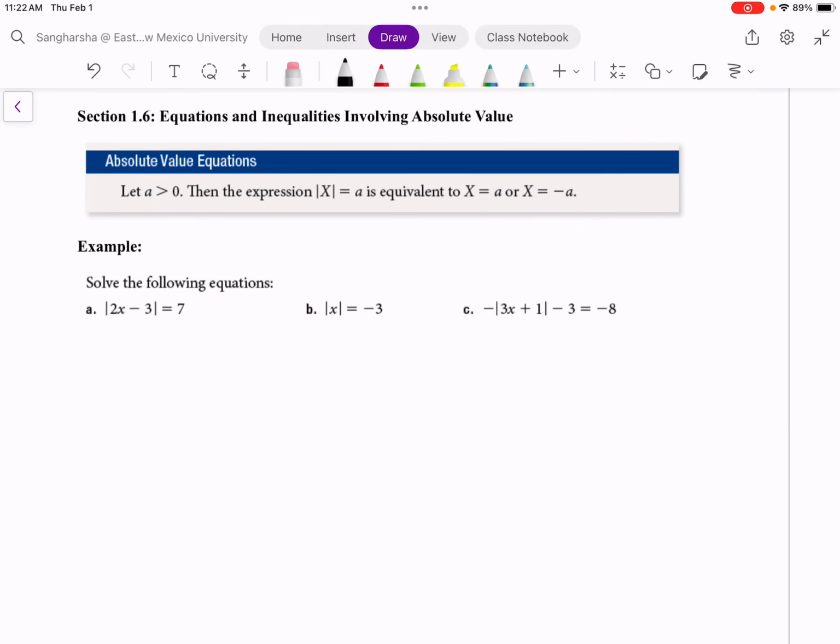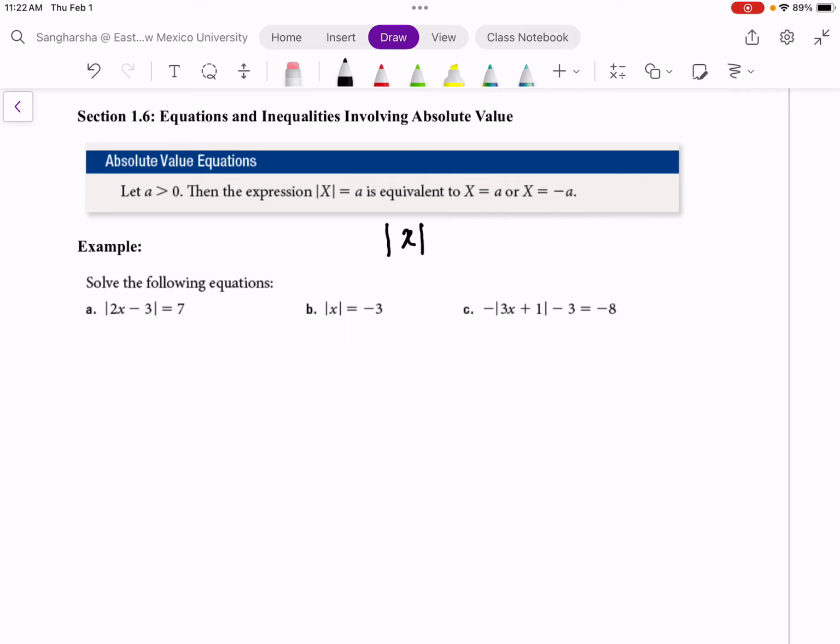So section 1.6, equations and inequalities involving absolute value. Okay, before we start with equations and inequalities, let's define what absolute value is. We have the absolute value of x.